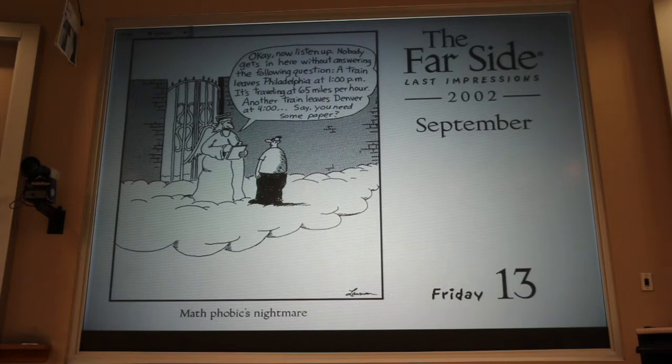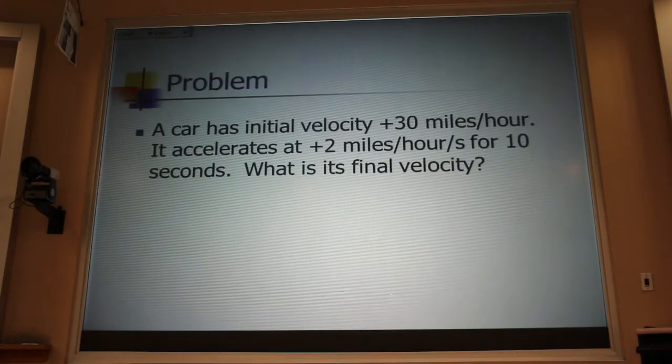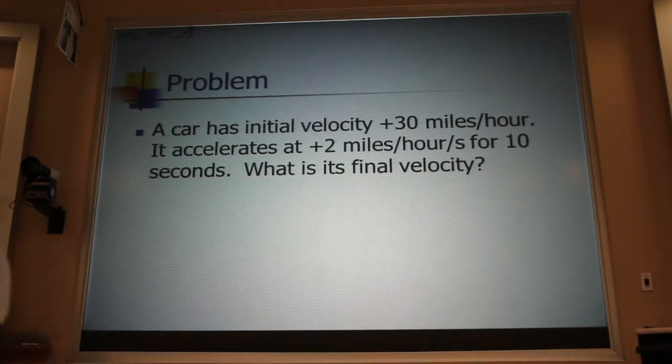They are so easy. Let's start with a simple one. A car has an initial velocity of 30 miles an hour. It accelerates at 2 miles an hour each second for 10 seconds. What is its final velocity? You can do this in your head, people. Talk to your neighbor. Okay, what's the answer? Yeah, it's 50.